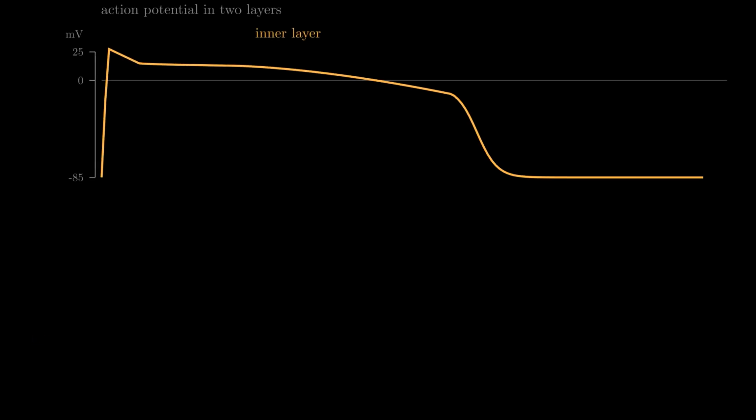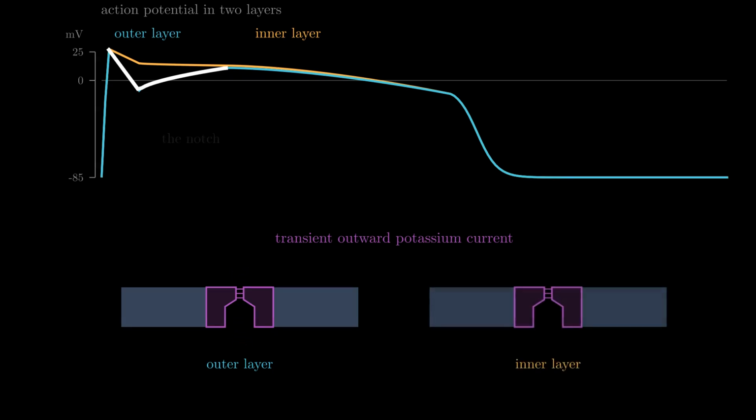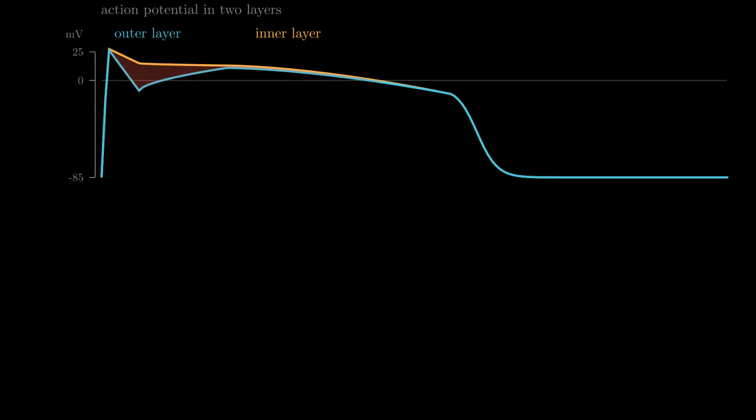The Osborn wave isn't a separate fact to memorize. It comes from a difference in how the outer and inner layers of the ventricle repolarize. Cells on the outside have a strong transient outward potassium current. Right after depolarization, this current briefly pulls their voltage downward, which creates a small notch in the action potential. Meanwhile, cells deeper in the ventricular wall have much less of this current, so their action potentials don't develop the same notch. That means that for a brief moment, the outer and inner layers of the ventricle have different voltages.